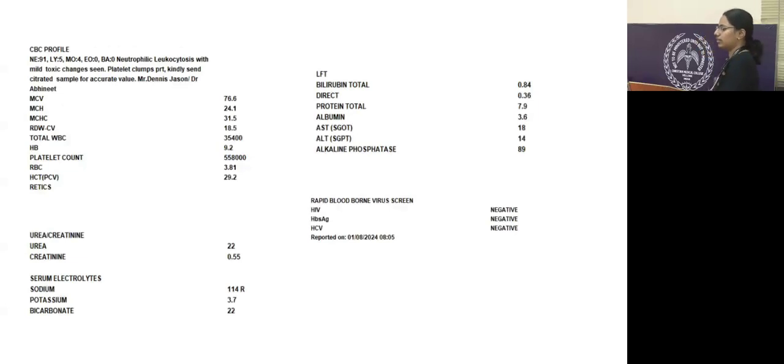So this is the initial CBC. Hemoglobin is 9.2, WBC 35,400 with toxic neutrophilic leukocytosis and mild toxic changes. RFT is normal, sodium is 114, potassium 3.7, bicarbonate 22. LFT is normal and rapid test is also negative.